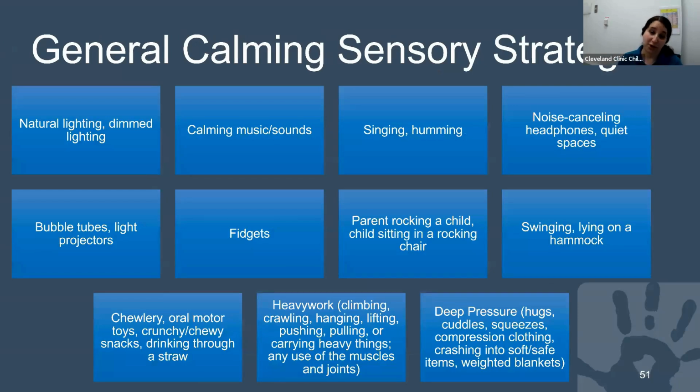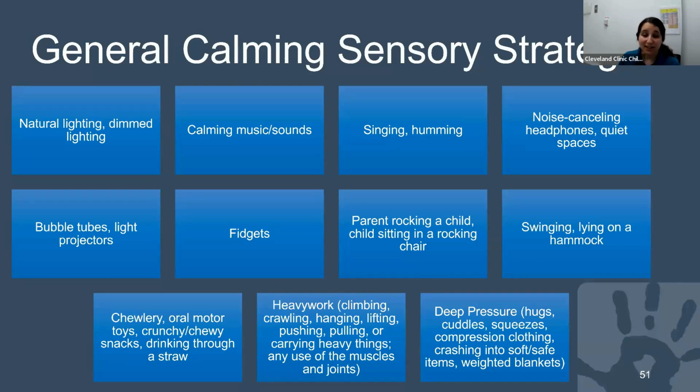So here are some general calming strategies. We're going to come back to all of this, but just again, general calming strategies might be less noise, or if there is noise, having it be calming music, calming nature sounds, dimmed lighting, natural lighting, whether they're using headphones or quiet spaces, having calming lights or calming visual input, so little star light projectors for the room, holding different fidgets, rocking in a rocking chair or a parent rocking a kiddo, lying on a hammock or swinging, having something for the kid's mouth to chew on.